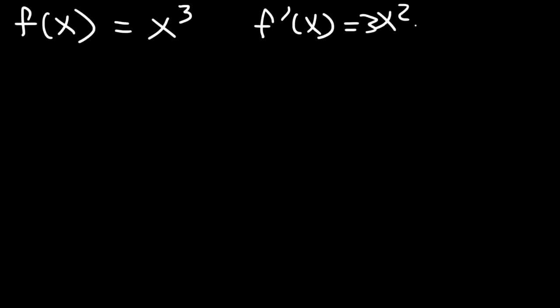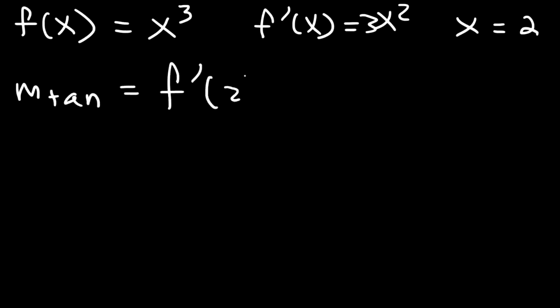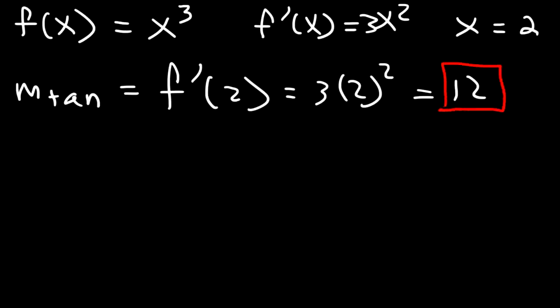So let's say if we wanted to calculate the slope of the tangent line when x is equal to 2. So the slope of the tangent line is going to be f prime of 2, which is 3 times 2 squared, so it's 12. So this means that at x equals 2, the slope is 12. So what does that mean? That means that as you travel 1 unit to the right, the curve will increase by a value of 12. So every time the x value increases by 1, the y value will increase by 12. So that's what a slope of 12 means.